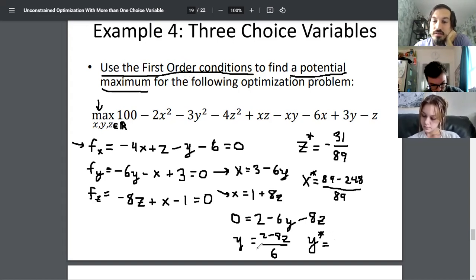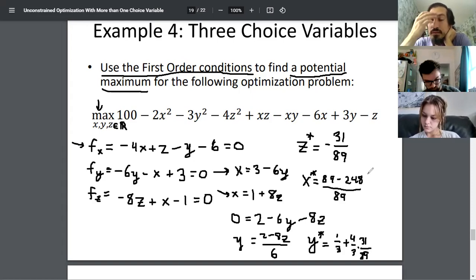Y star, 2 minus 8z over 6. Geez, I don't even know if I want to do that. What do you guys think? It's like 1/3 minus 4/3 z, where z is 31 over 89. I don't know, you could always plug that in. And the 2 minuses should make this a plus. So y should be positive, but x and z should be negative, I think.